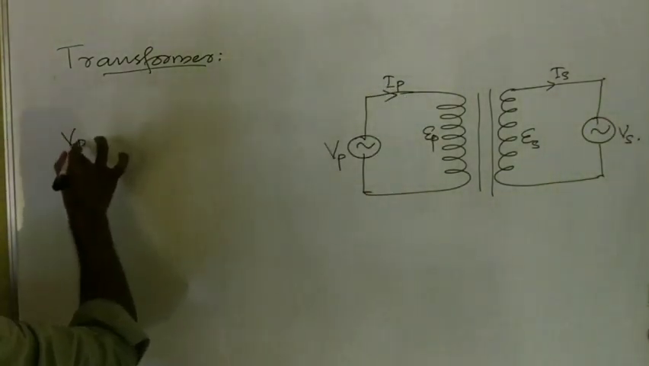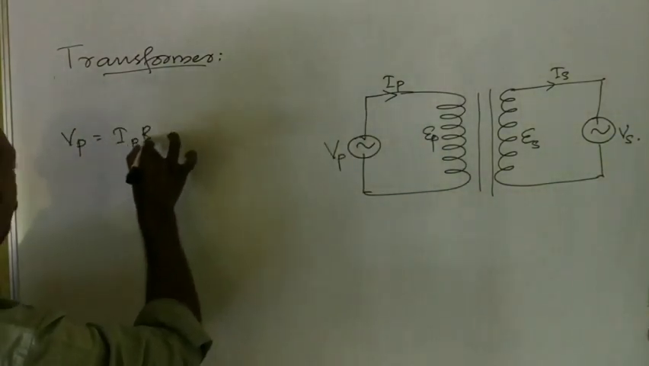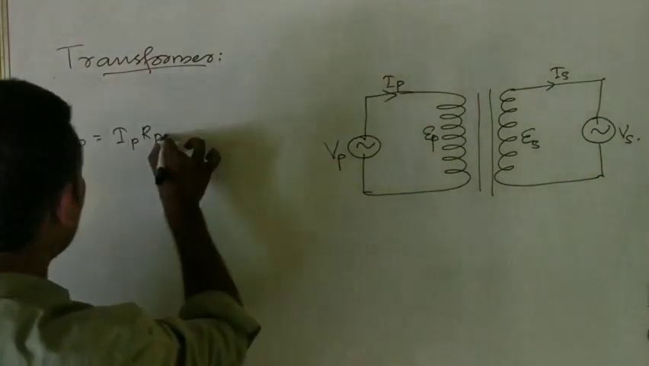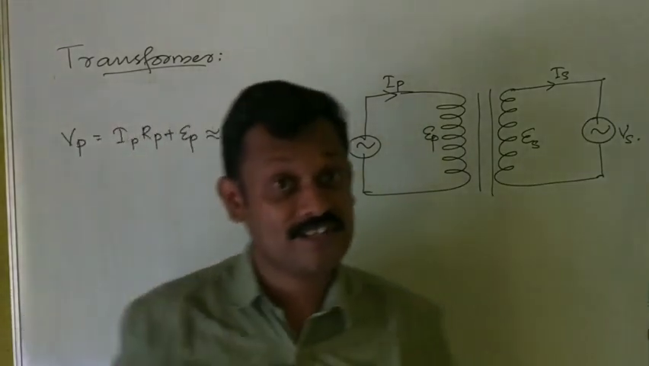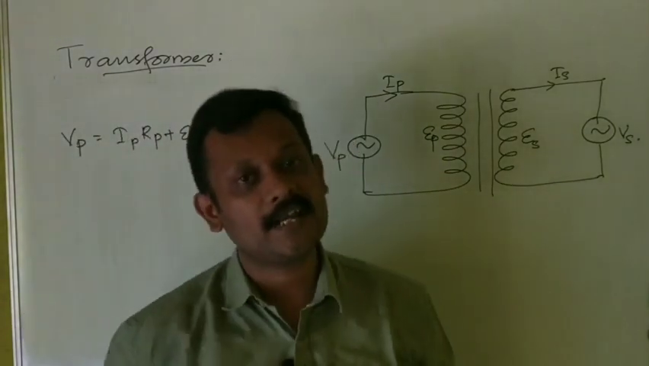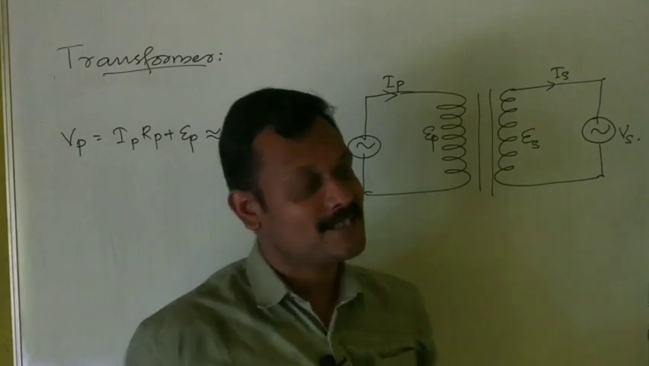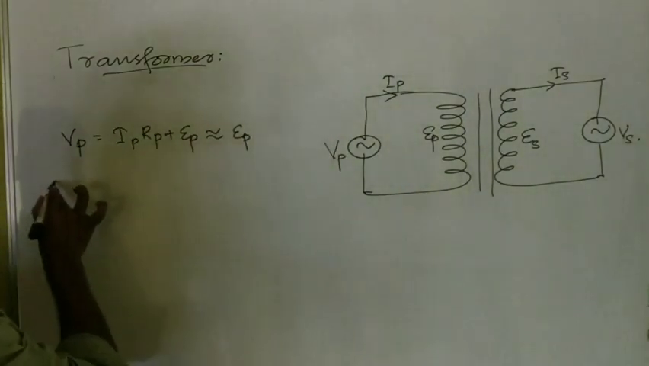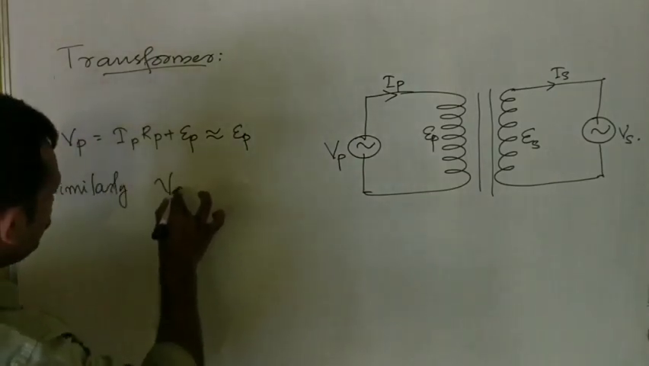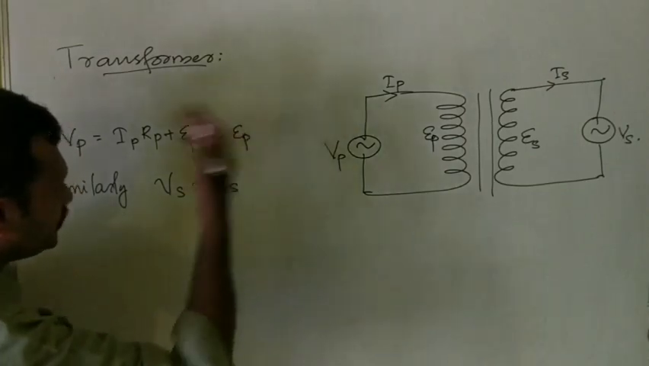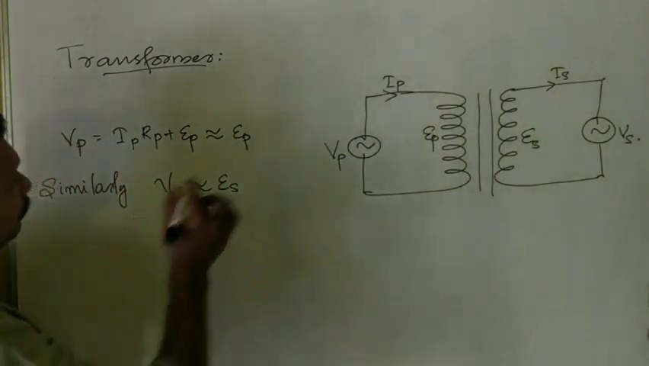Now, applying Kirchhoff's rules, the total voltage Vp is Ip Rp, where Rp is the resistance of the primary coil, plus epsilon P, which is approximately equal to epsilon P. Why? It's approximately equal to epsilon P because I told you in the assumption that the resistance of the coils is negligible. Similarly, Vs is approximately equal to epsilon S, because the resistance of the coils is negligible. Now, what is epsilon P?